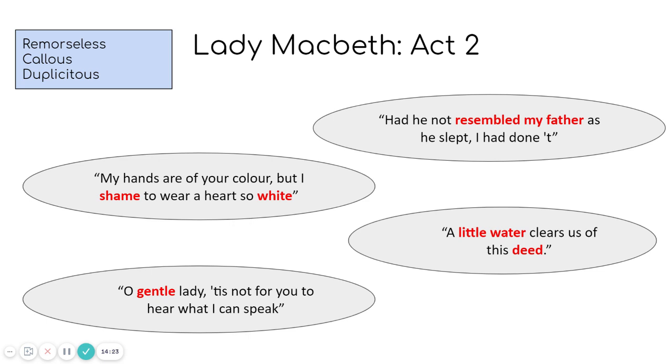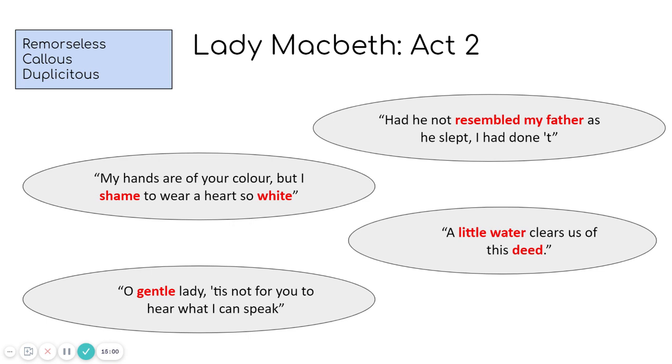But then, as soon as Macbeth arrives on the scene, she disregards that aspect of her, and she becomes much more domineering once again. And when Macbeth is expressing his guilt, he's saying, I wish I hadn't done it, I'm never going to wash this blood off my hands. She says, "My hands are of your colour, but I shame to wear a heart so white." She is embarrassed by him. She's embarrassed by his regret. She's embarrassed by his show of compassion and human feelings, she thinks that's something to be ashamed of.